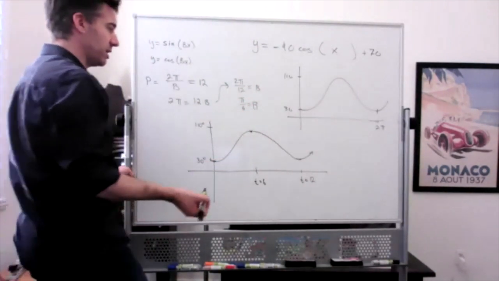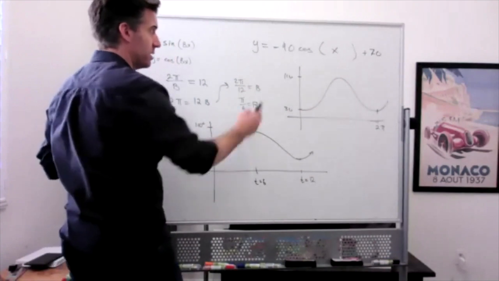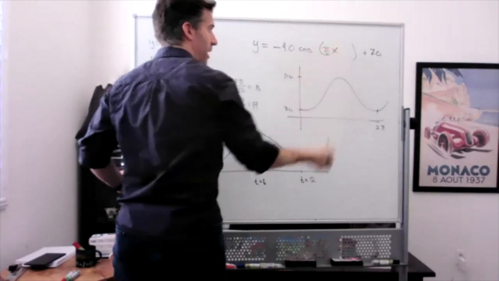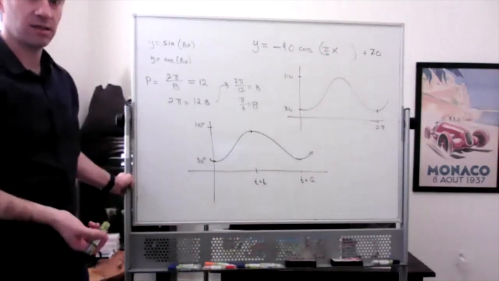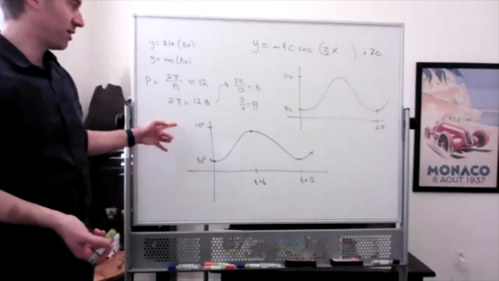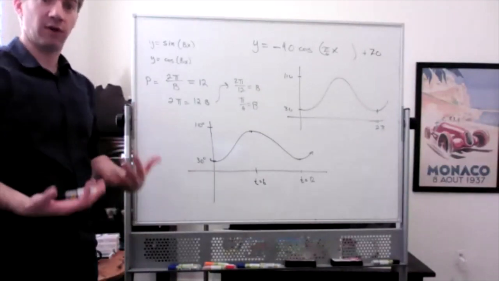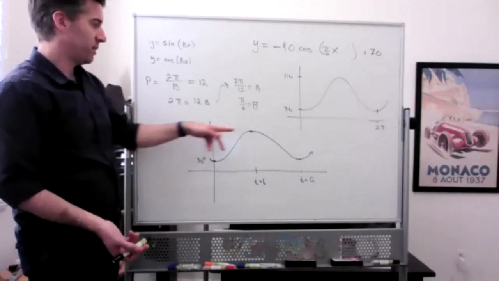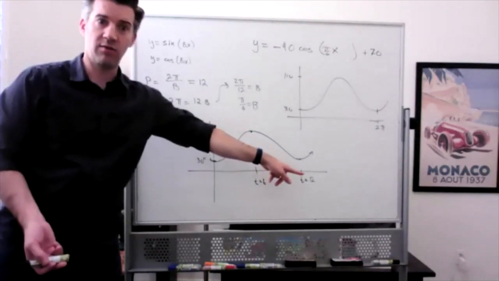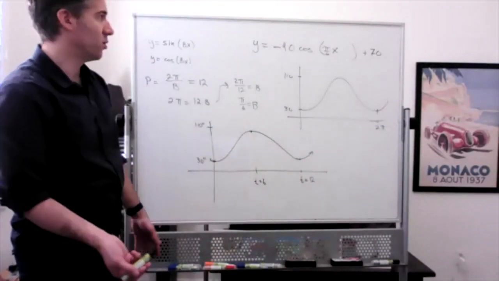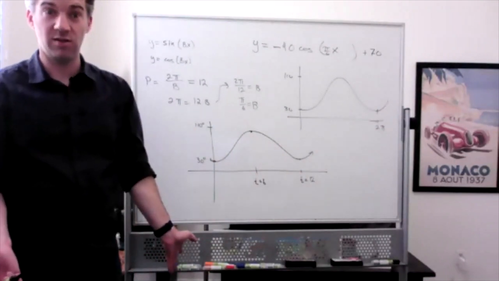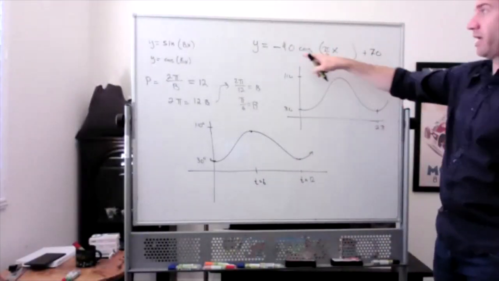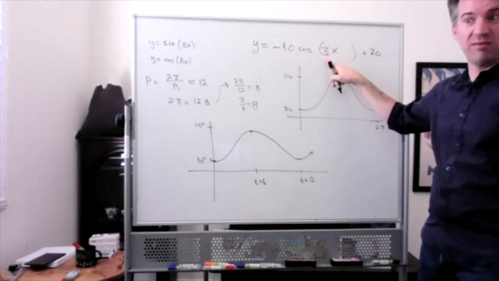So what I actually need to get this graph down here is negative 40 cosine of pi over 6 times x plus 70. That'll give me this sinusoidal function that has a low at the beginning of the year of 30 degrees, a high in the middle at 6, a low at the end at 12. And we could even check values if we really wanted to. If you plug in 0, you'll get negative 40 times cosine of 0, and cosine of 0 is 1.